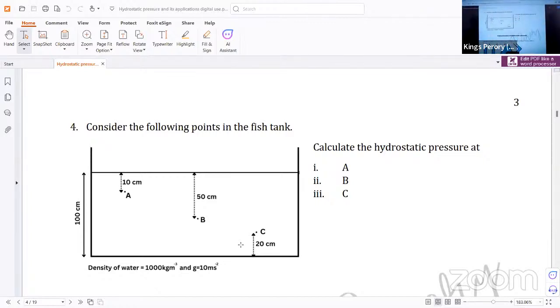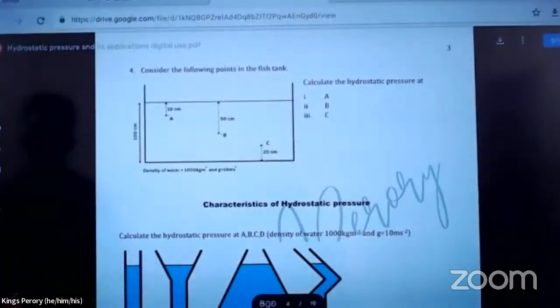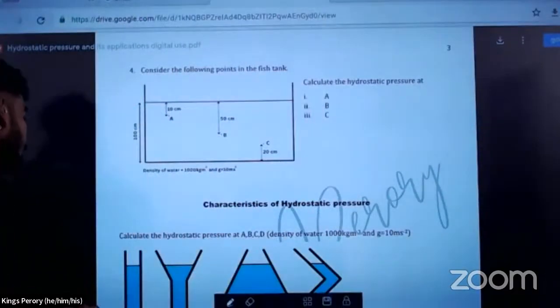Fine. Consider the following points in the fish tank. Calculate the hydrostatic pressure at A, B, and C, one by one. The density of water is given, and the gravitational acceleration is given, right?